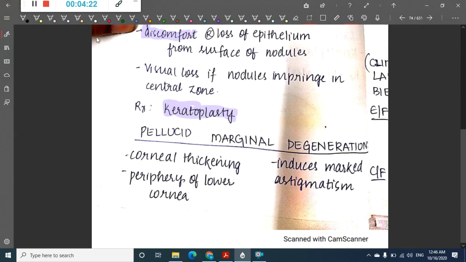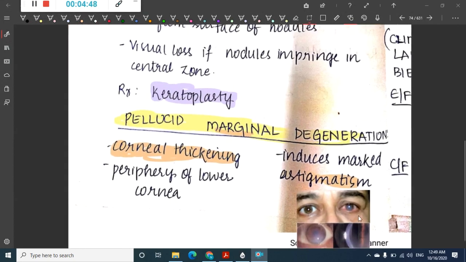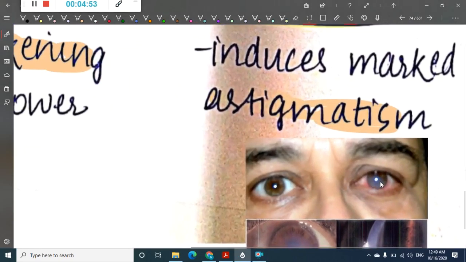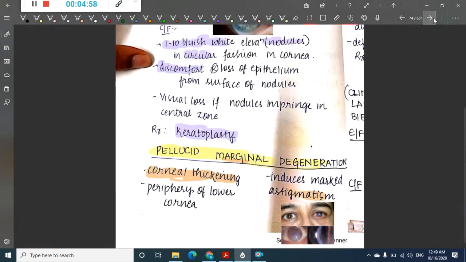Then we have pellucid marginal degeneration. In pellucid marginal degeneration, there is corneal thickening seen here, and as the name says, it is marginal, so it is present in the periphery, and this will induce astigmatism. I will show you the picture of pellucid marginal degeneration also. So this is the picture showing pellucid marginal degeneration. If you zoom in, you can see the degeneration that is occurring here, right? So that is pellucid marginal degeneration.